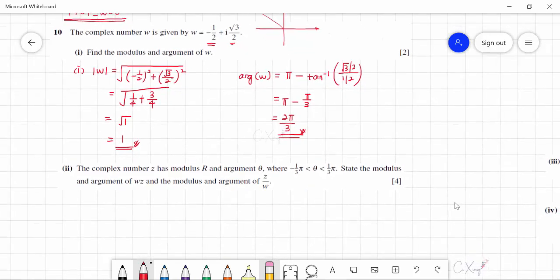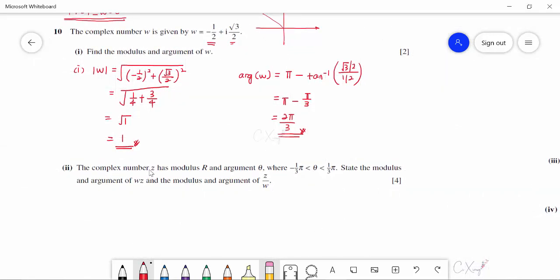For part 2, they are telling us that the complex number z has modulus r and argument theta. The r and theta we do not yet know, but we know that theta is from negative pi over 3 to positive pi over 3. That means theta can be from negative 60 degrees to positive 60 degrees. They want us to state the modulus and argument of wz and also the modulus and argument of z over w.